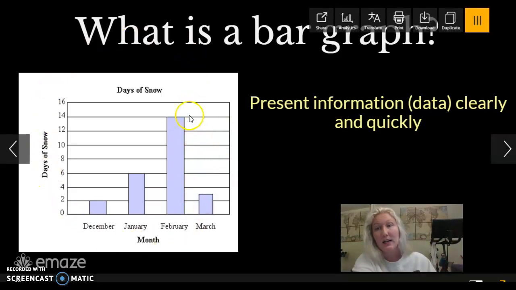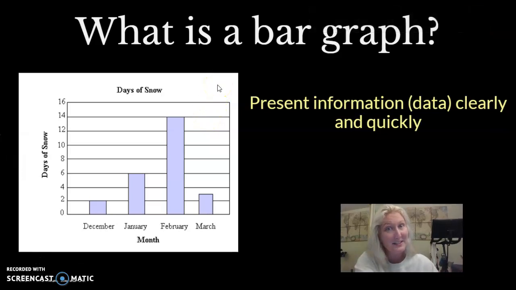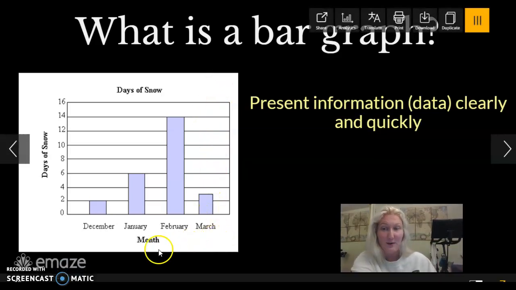So on our left-hand side, we see the graph that's labeled Days of Snow. So that's our title. So we already know that this whole graph is going to be about days of snow, wherever this was taken, because we know it wasn't in San Diego, huh? So we have our months on the bottom here, so we know the data was collected between December and March. So we have data for December, January, February, and March. On the left-hand side, it says days of snow. So this indicates the days.